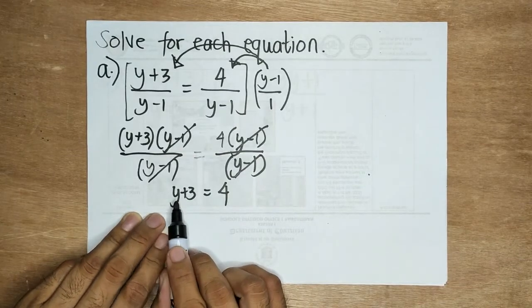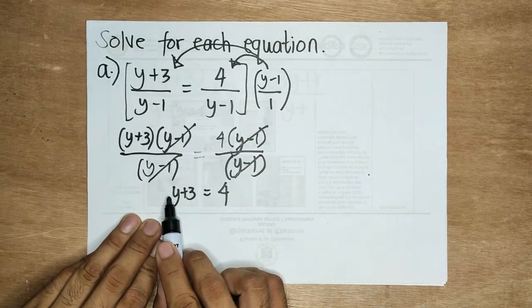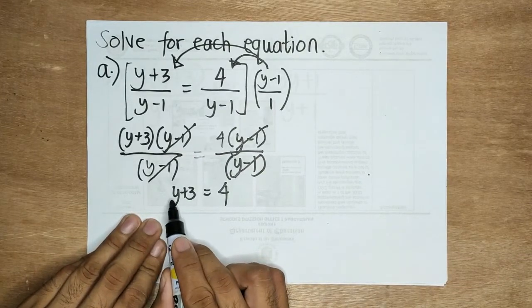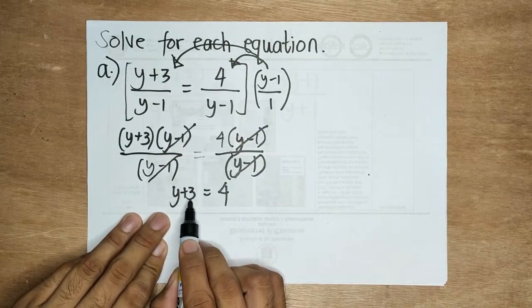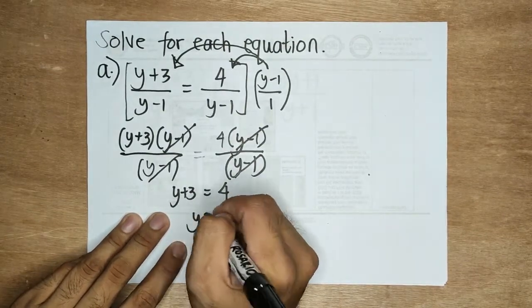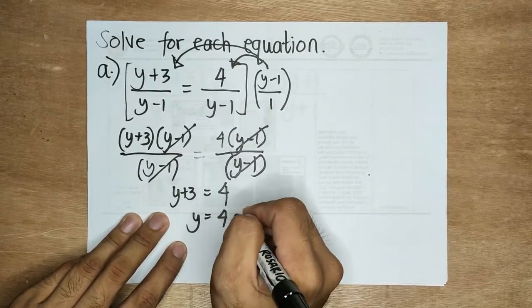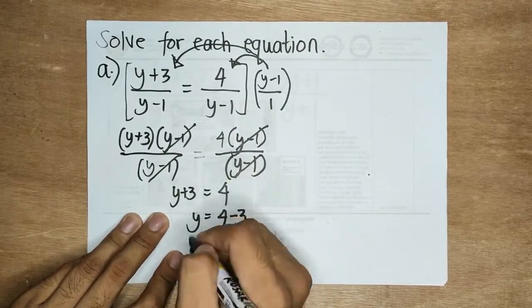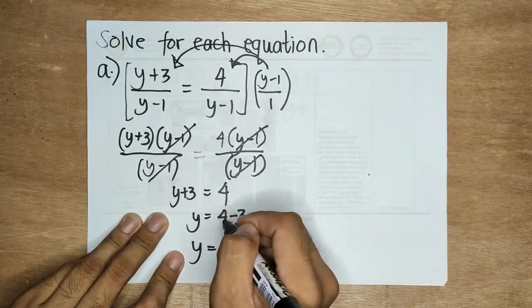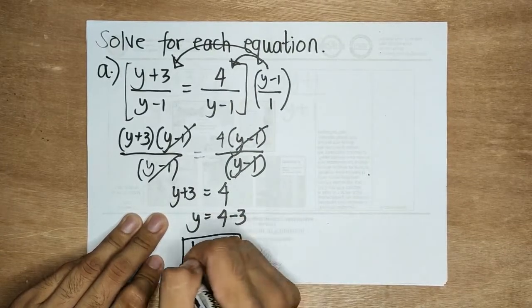So since 1 na yung numerical coefficient ni y, wala na tayong ika-cancel dyan. All we have to do is to transpose positive 3. So y is equal to 4. Transposing positive 3 to the right, it will be negative 3. So we have y is equal to 4 minus 3 is 1.